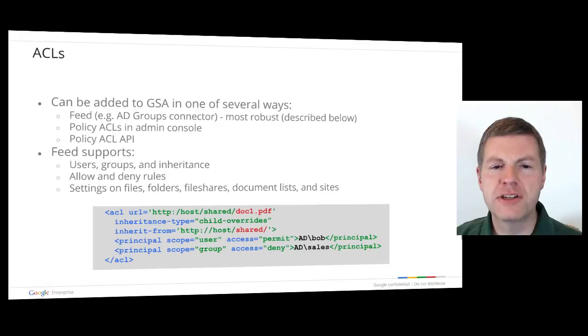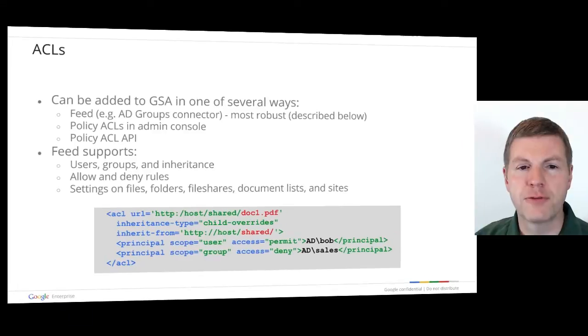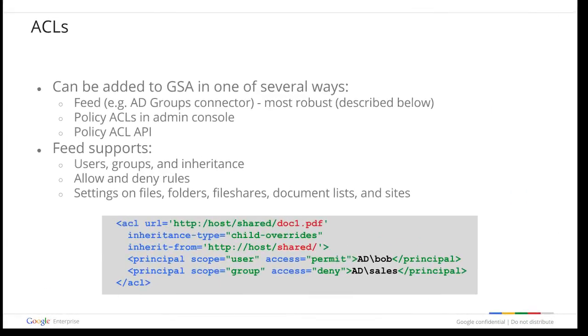ACLs can be sent to the GSA for file shares, for SharePoint, and for some other systems by Google-supported connectors. These ACLs can include permissions for users in groups. They can include allow rules or even deny rules. And they can be set on individual files, folders, shares, document lists in SharePoint, and sites in SharePoint.